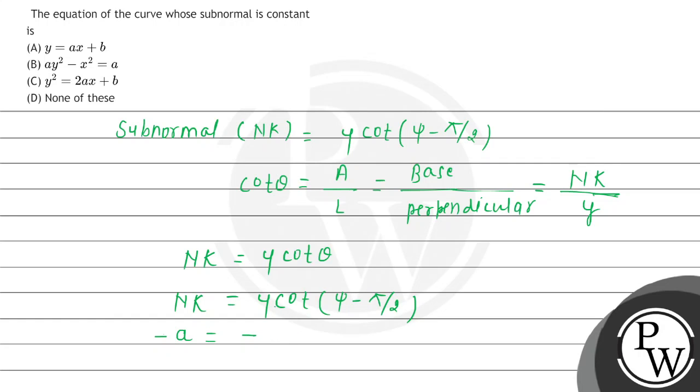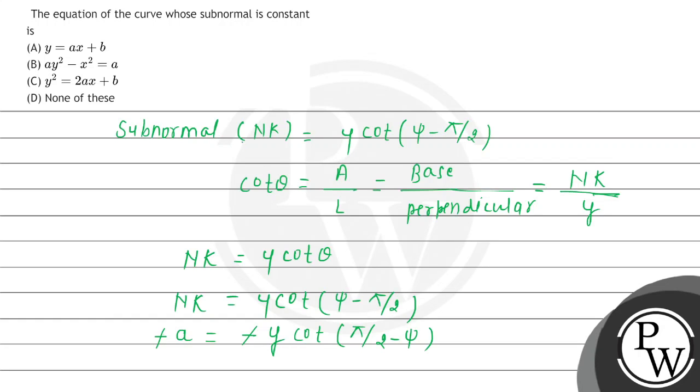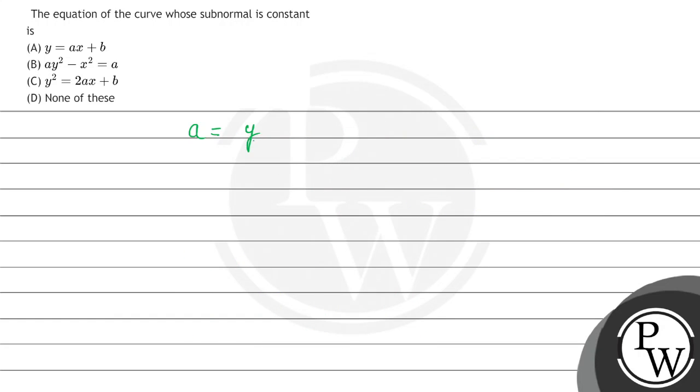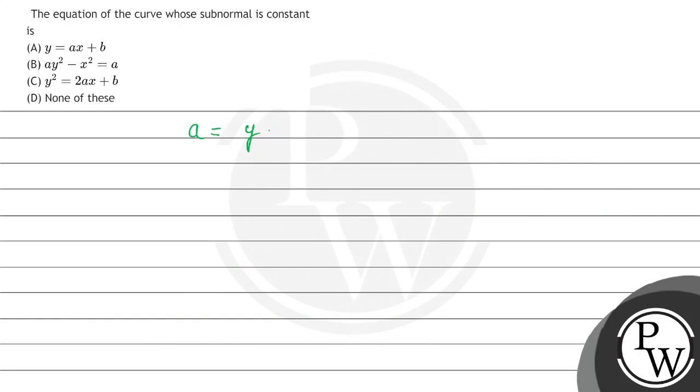Now y cot of psi minus pi by 2, when we take the minus common, becomes cot of pi by 2 minus psi, and we know this value, so minus and minus cancel out. So finally the value of a will be y tan psi.